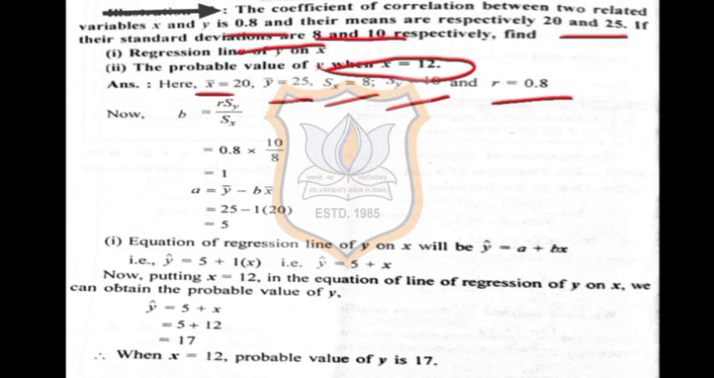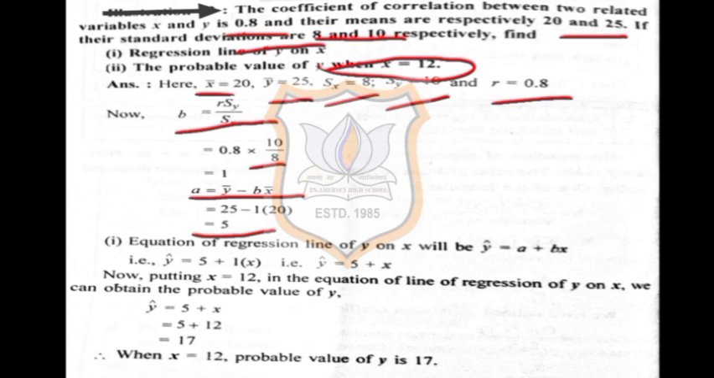So what is the formula for b? r Sy upon Sx. Now substitute. r is 0.8, Sy is 10, Sx is 8. So when we solve this, we will get the value of b as 1. Now what is a? Y bar minus b x bar. Substitute y bar as 25, b as 1, x bar as 20. So the value of a, we will get it as 5.